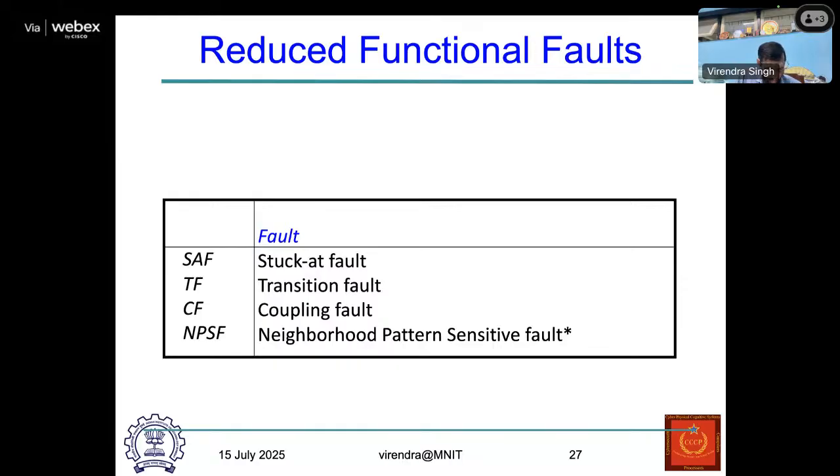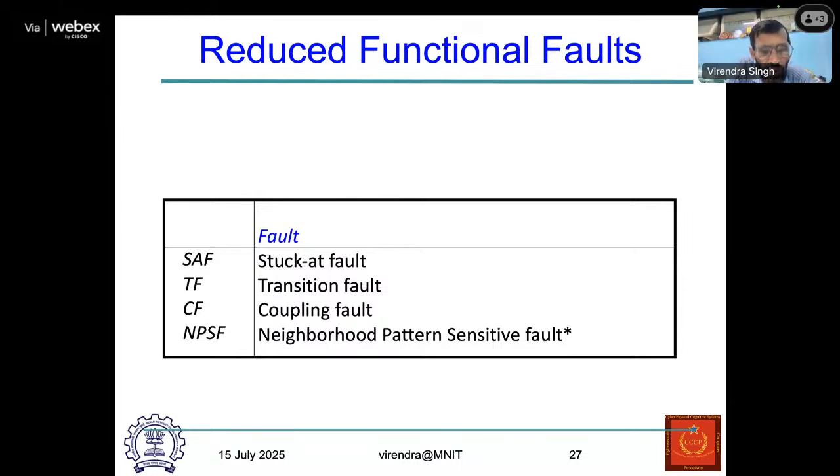Hello, sir. Can we restart? Yeah, sure. So there is a question in the chat box, sir. Mr. Sai Kumar is asking what is the difference between NPSF and CF? That is not clear to him.